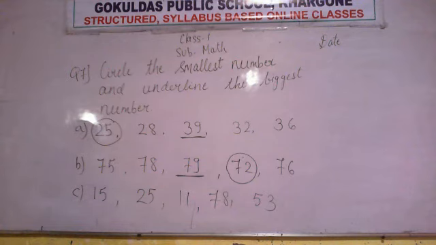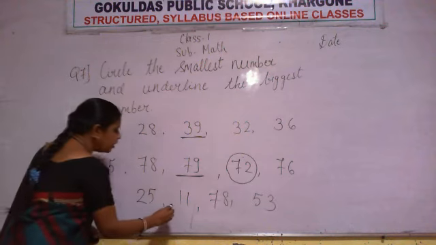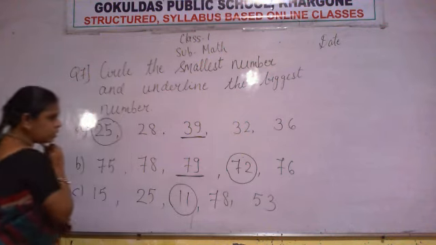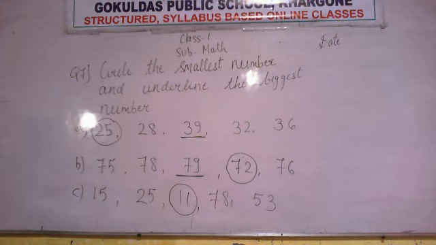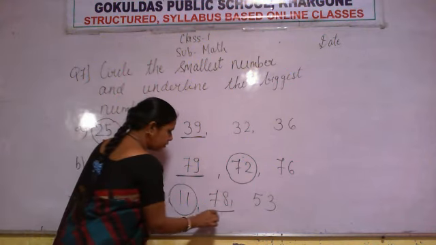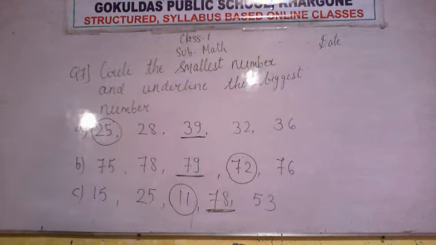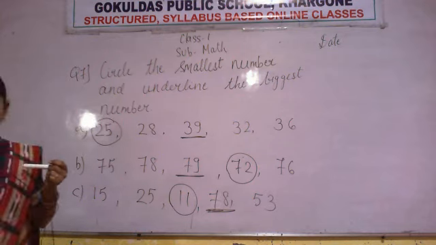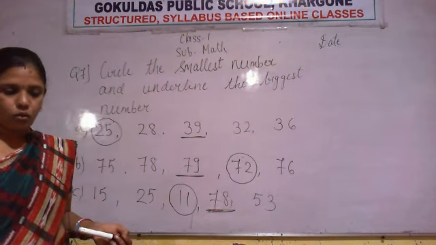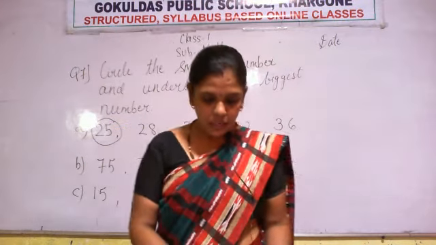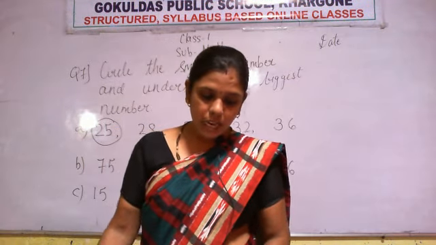Check your answer. Which is the smallest number among 15, 25, 11, 78 and 53? The smallest number is 11, so circle this number 11, and the biggest number is 78, so you underline this. Now I hope you understood how to solve this question after identifying the smallest number and the biggest number. So here we have completed our revision time exercise, and as a revision also we have completed.